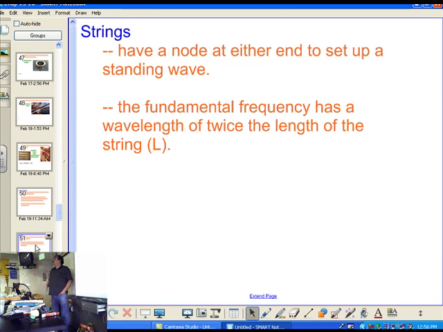We're just talking about one aspect, basically one string on the guitar. This would be what would be happening on one string of that guitar. And that fundamental frequency has a wavelength twice the length of the string.